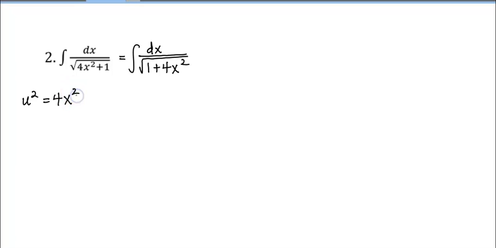Remember, u should have x in it. u should have the variable, and a should always be a number. And a squared is 1. So our u is then 2x because we take the square root to get u. And our a is then 1, again taking the square root to get 1.